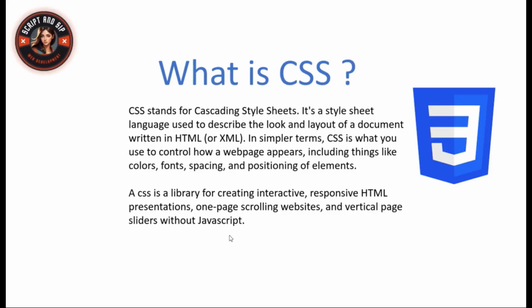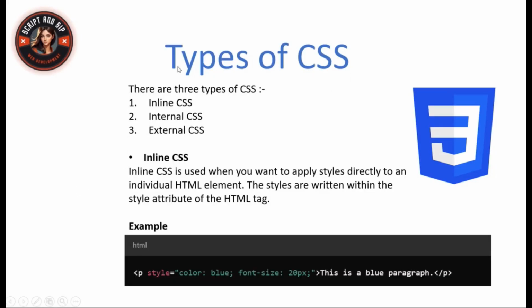Okay, so now that we know what CSS is, let's look at the different types of CSS we can use to style our web pages. There are three main types of CSS. Number one is inline CSS, number two is internal CSS, and number three is external CSS.